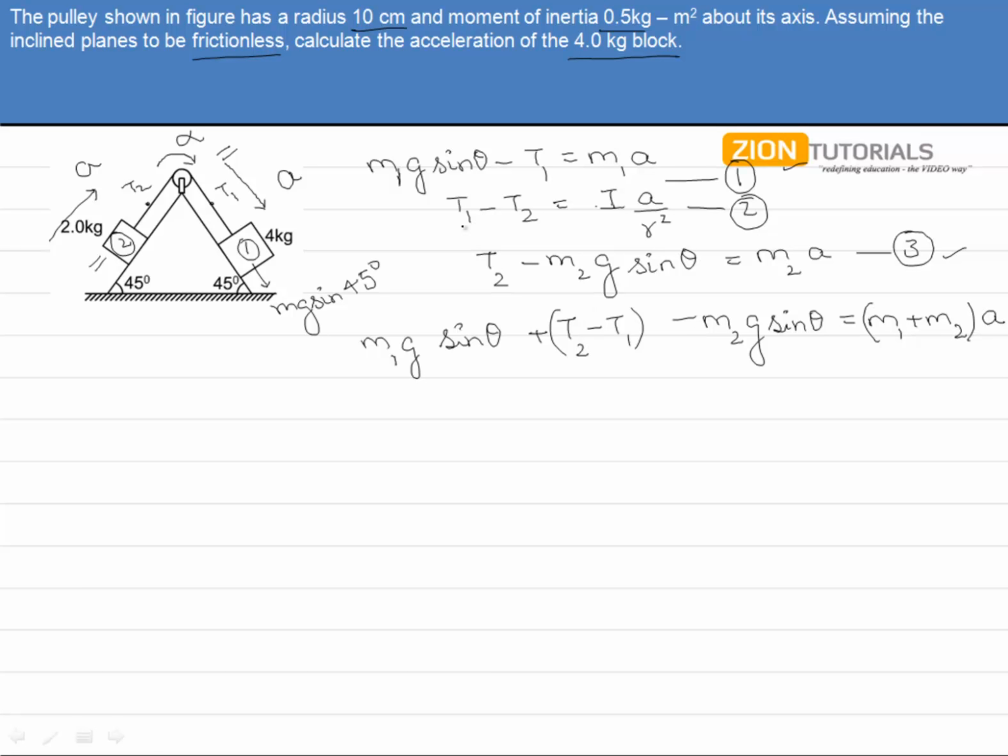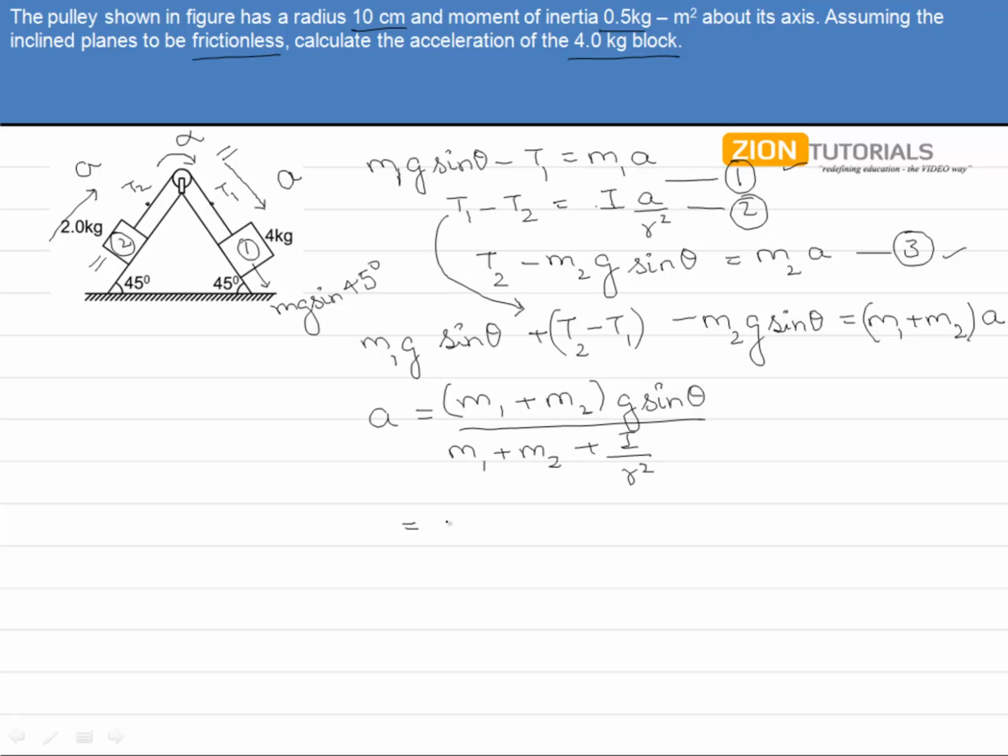Now putting the value of T2 minus T1 from equation number 2, we get acceleration a to be m1 plus m2 into g sine theta upon m1 plus m2 plus I by R square.